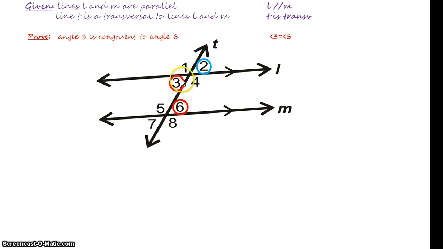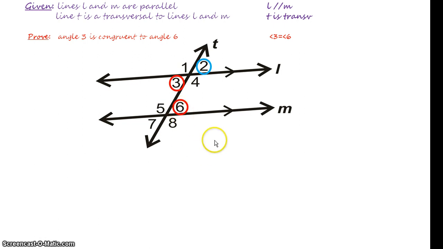So how would we do that? Well, we know that 3 and 2 are vertical angles. So all we would really have to do is prove that vertical angles are congruent. Then we could apply our postulate that corresponding angles are congruent, and conclude that all 3 are congruent to each other, so 3 is definitely congruent to 6.